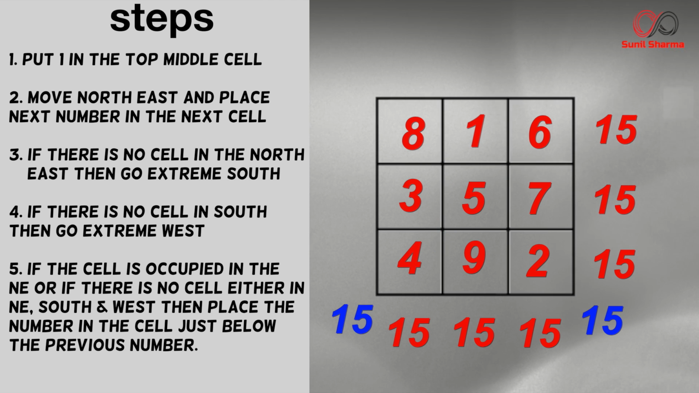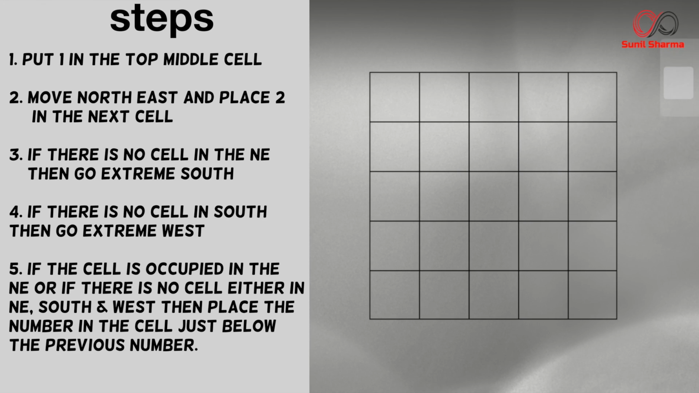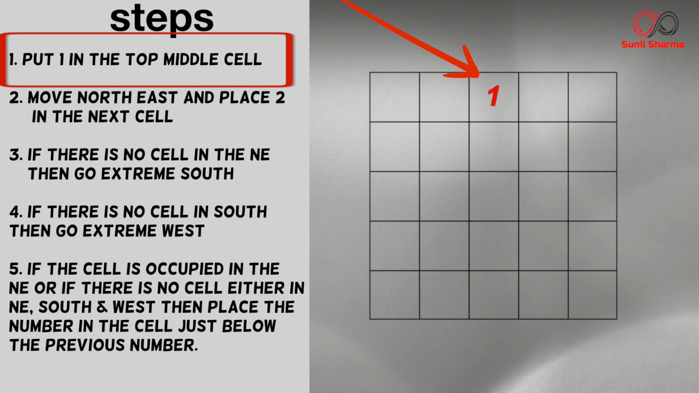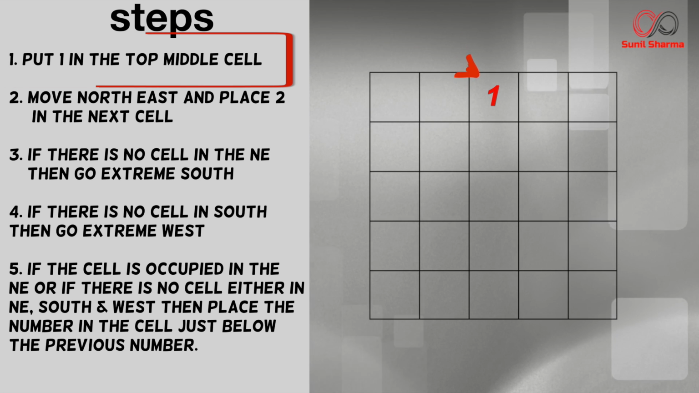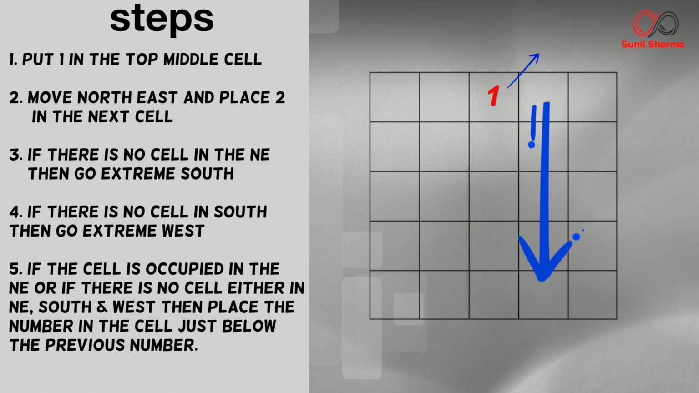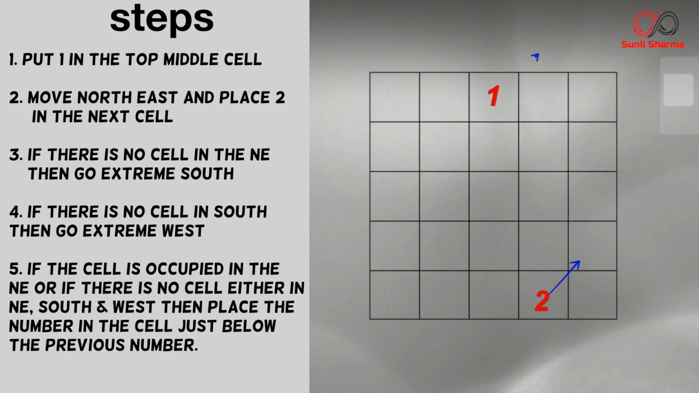We are going to use a 5x5 grid and we are going to follow the same rule. Rule number 1 says start with the middle cell in the first row. So I'm going to place 1 here. Second rule says move in the northeast direction. There is no cell. So as per rule number 3, let's move south and place 2 in the extreme west. Again, let's move northeast and place 3.